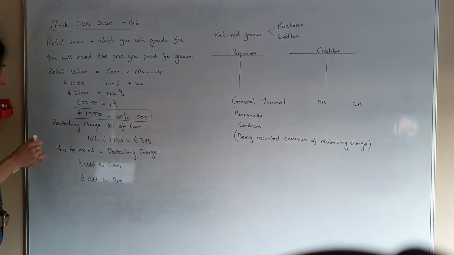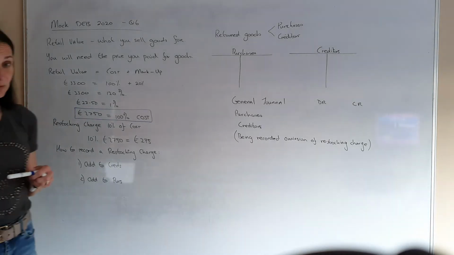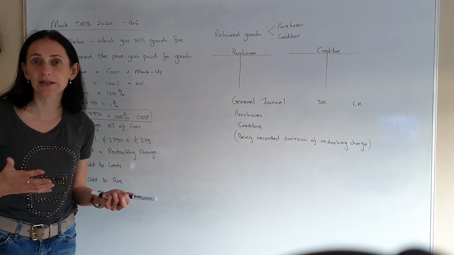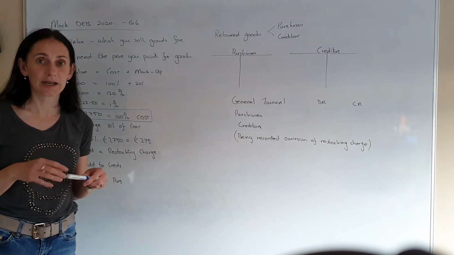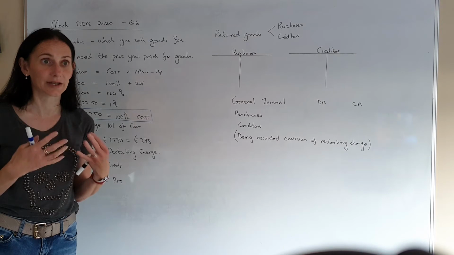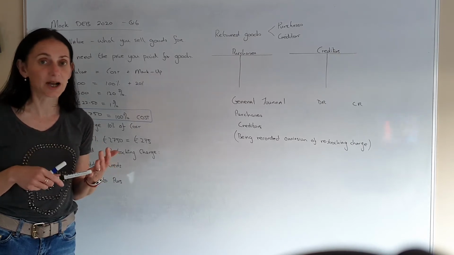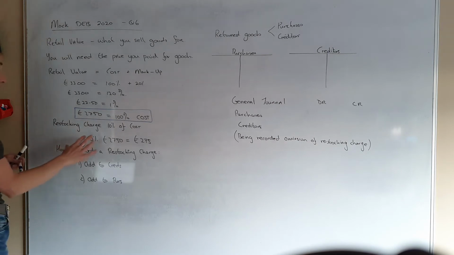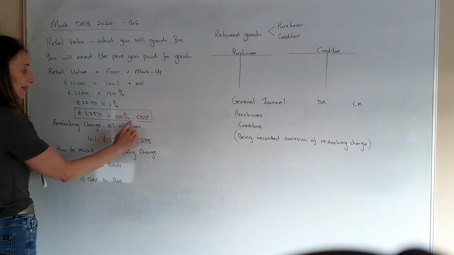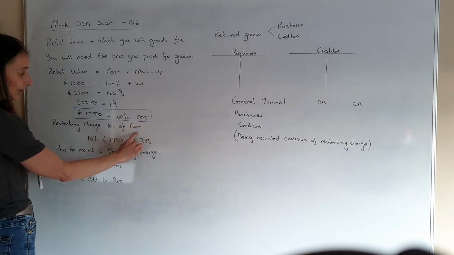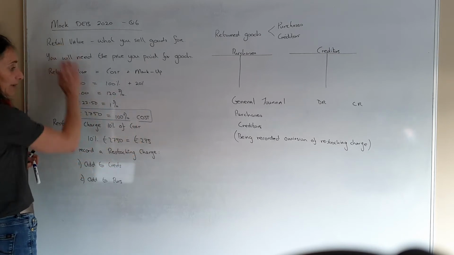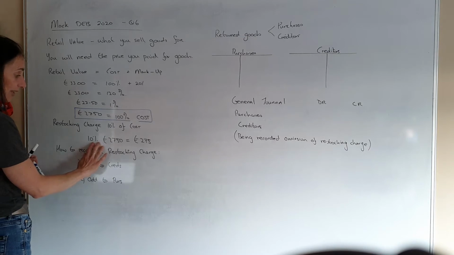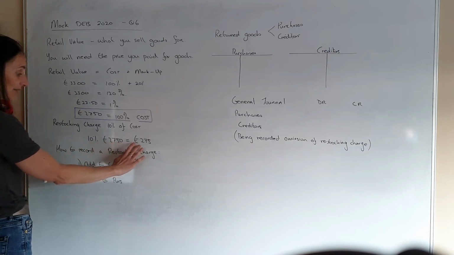Then they said there's a restocking charge. So usually when you return goods, you get your full amount of money back. Sometimes for the inconvenience or if it costs the seller money, maybe for restocking or delivery or something, they'll charge you for that. And this time they said they're charging 10% of cost. So again, here's a hint in the question that you couldn't use retail value because it said cost. So the restocking charge is going to be 10% of the cost, which is 275.